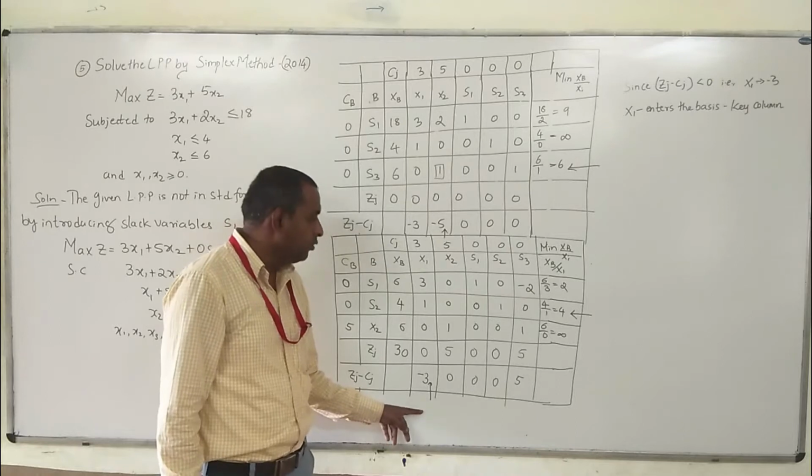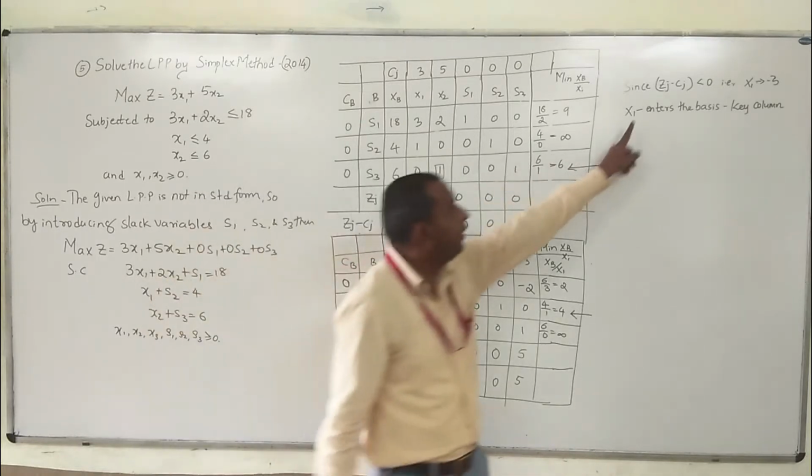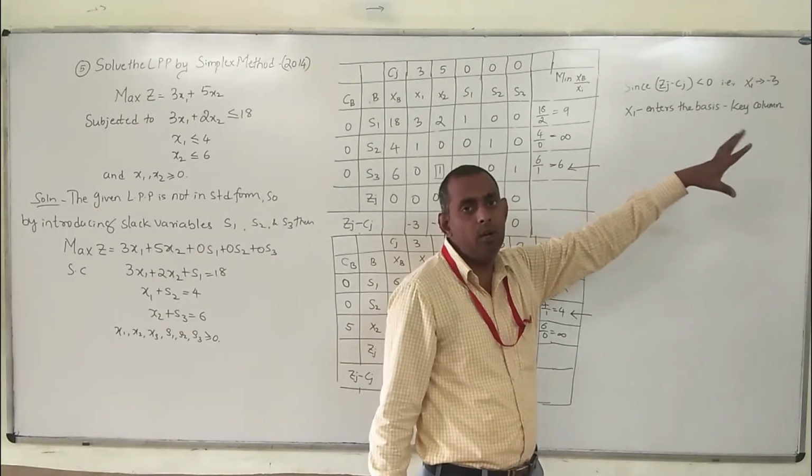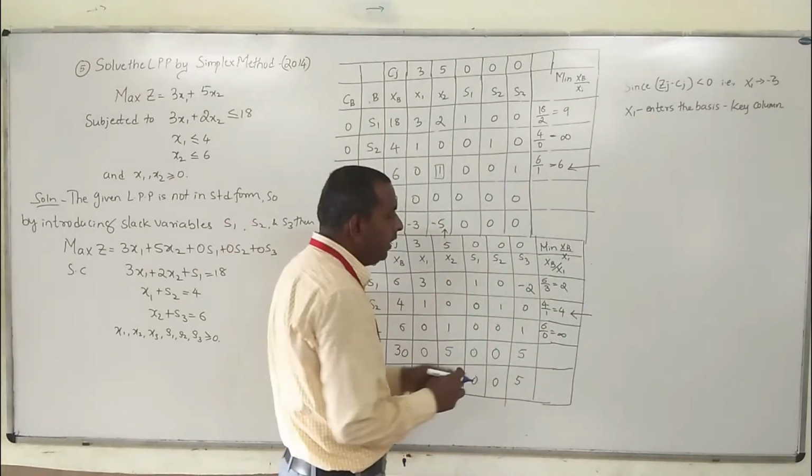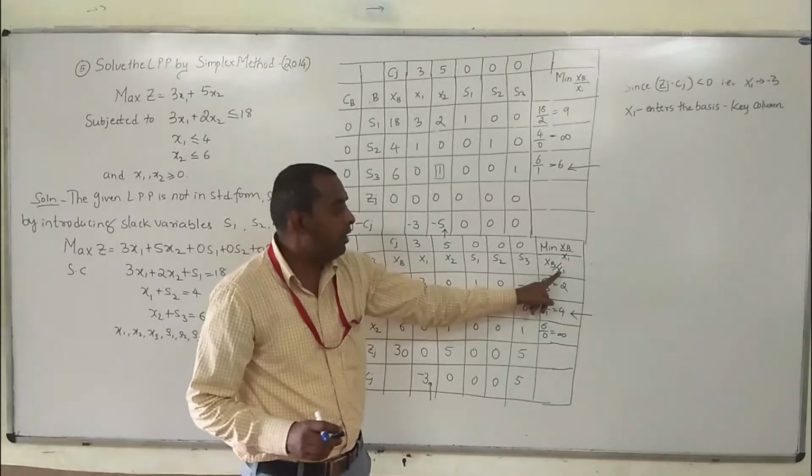Determine the CJ. So it enters the basis. Fine, it enters the basis. It is called the key column. So now we need to find the minimum here, that is xb upon x1.